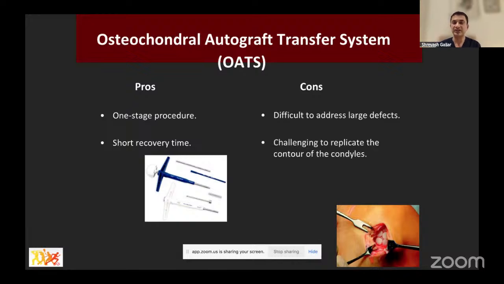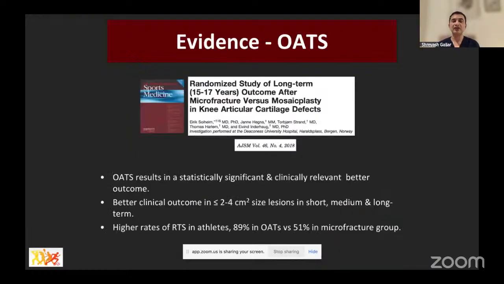And I will not hesitate in doing a mini open if I can't approach perpendicular to the defect, and if I am dealing with 2 or more osteochondral plugs. So we need to get the contour of the condyles as much as possible, and try and avoid more than 2 plugs, because it has been shown to compromise function in the long term.